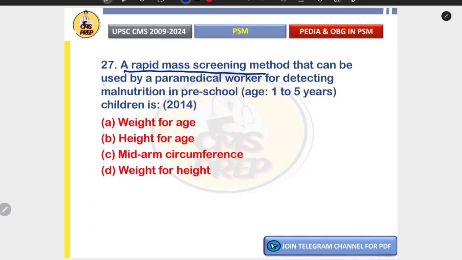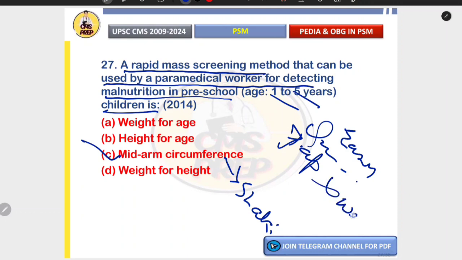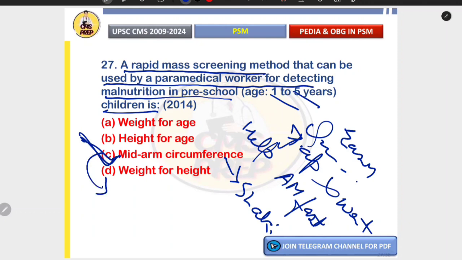A rapid mass screening method that can be used by a medical worker for detecting malnutrition in preschool, that is age 1 to 5 years children, is. So the correct answer is mid upper arm circumference, that is measured by Shakir, and it is easy, it is quick, it needs just a tape, that can be done in field setting without the help of weight machine. Okay, and it helps in identifying children with acute malnutrition fast. So therefore it is a mass screening tool that can be used rapidly without the need of weighing machine, hence it is the correct option for detecting malnutrition.